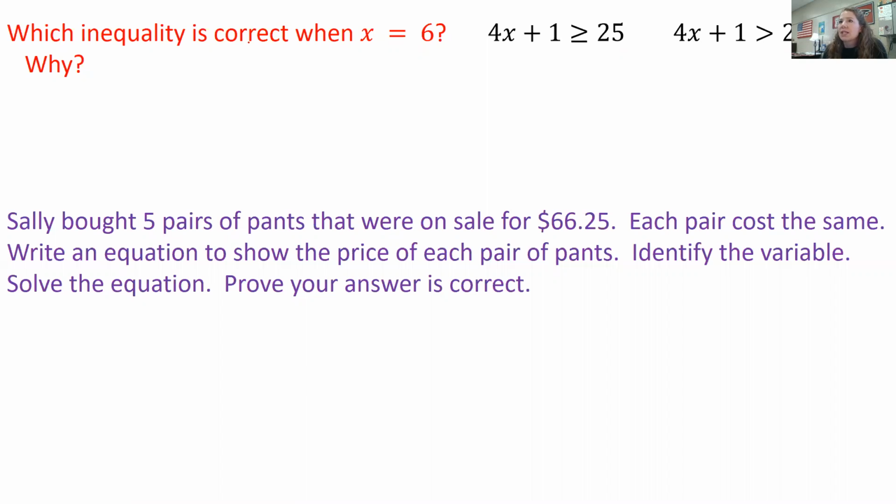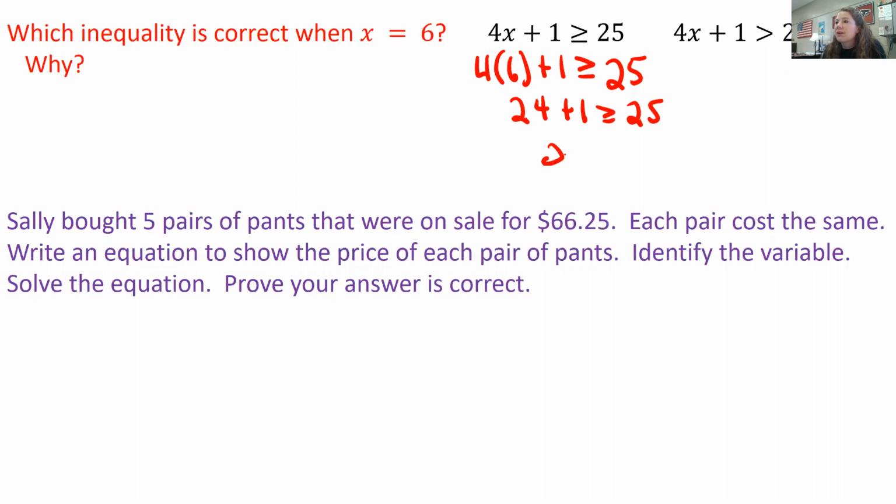So the first question is, which inequality is true when x is equal to 6? So we plug in 6 for x, so 4 times 6 plus 1 is greater than or equal to 25. Well, 4 times 6 is 24, and 24 plus 1 is 25. Is that greater than or equal to 25? Well, it's not greater than, but it is equal to. That is correct.